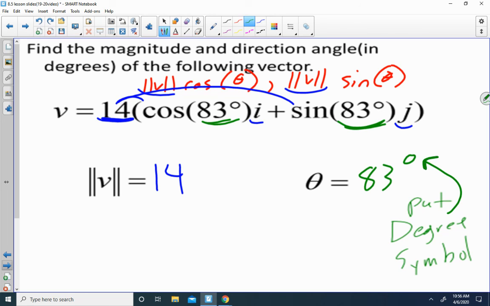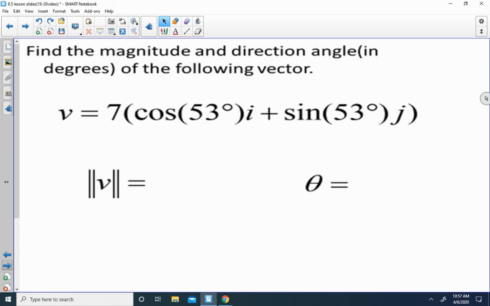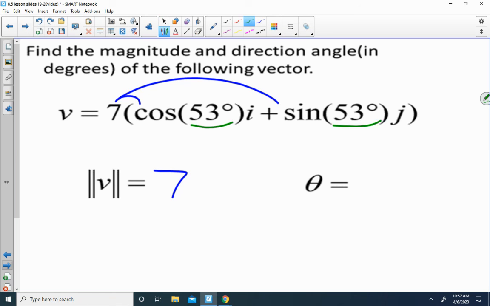My warning is that you must put the degree symbol. If you just put 83 without the degree symbol, the Hawks program will count it wrong. And no one wants to miss a point on this easy example. So please put the degree symbol. Do not forget it. And that's literally it. That's probably the easiest problem in the book. So for this example, if you distribute it, the magnitude will be 7, and then your angle, 53 degrees. Again, put the degree symbol. And that's it. Easy peasy.